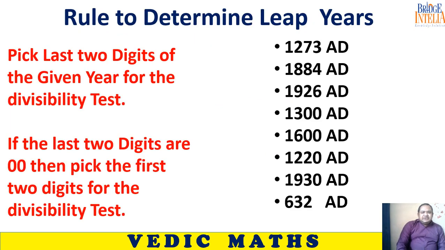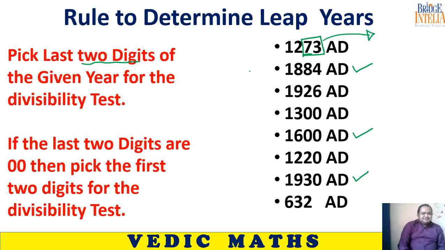Now in the last video lecture, we discussed the rules to determine a leap year. Anyways, let me help you recall it. Suppose you are given a particular year. It may be 1884, it may be 1600 AD, it may be 1930 AD. If I give you a year and ask you to determine whether it is a leap year or not, how do you do that? We pick the last two digits of the given year. So if 1273 AD is given, we pick the last two digits, that is 73.